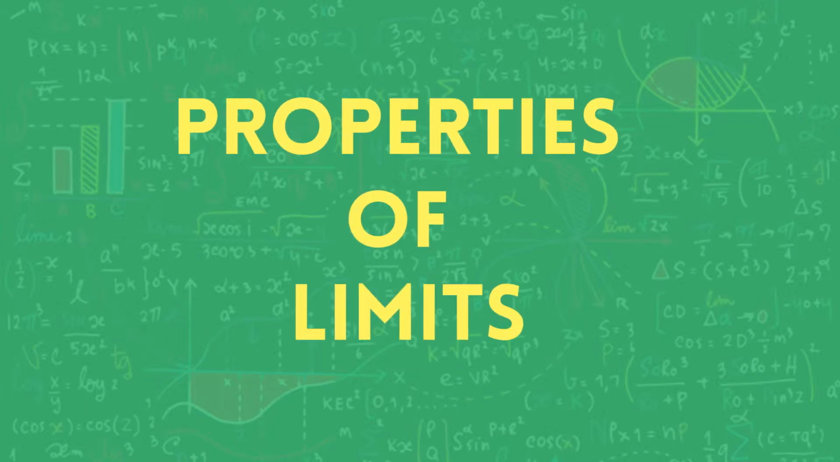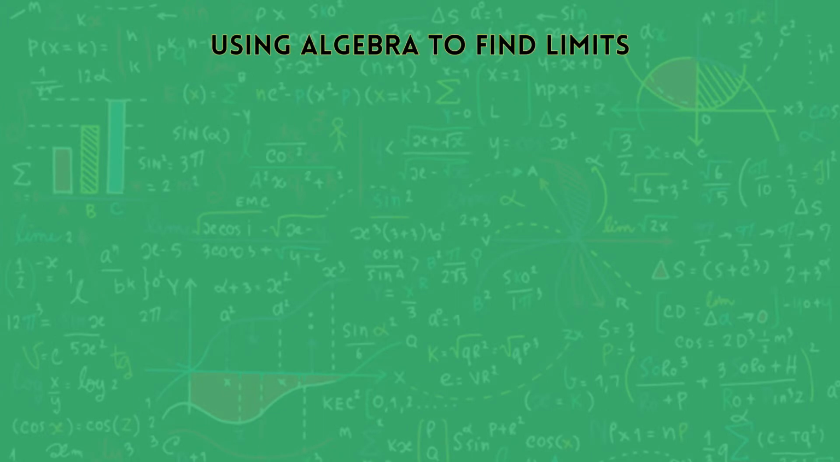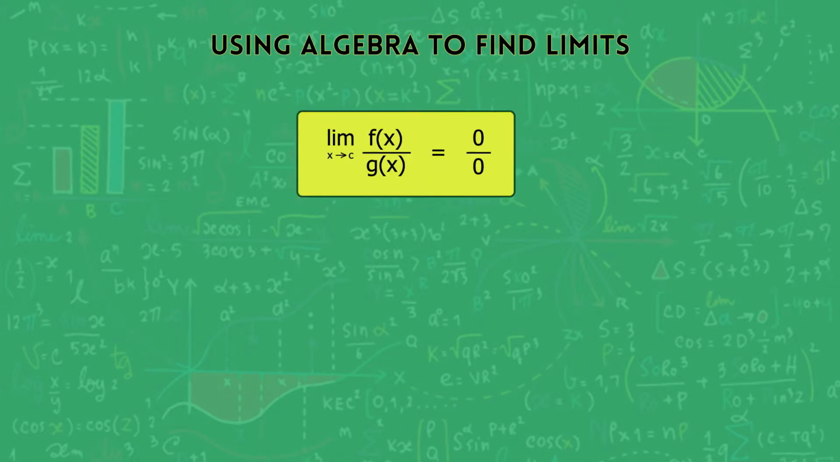Properties of limits. Using algebra to find limits. If the limit of f of x over g of x, as x approaches c, equals 0 over 0, we call it an indeterminate form.